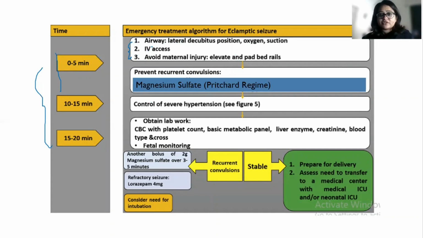Along with avoiding steps that cause maternal injury, this would be the initial 5 minutes, along with preventing recurrent convulsions, and we all know the drug of choice for that is magnesium sulfate. I will be describing this regime and other low dose IV regimes.